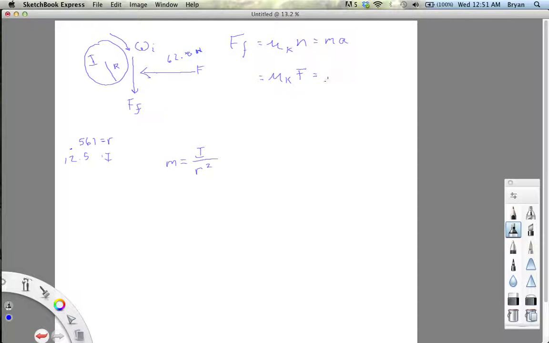So what I actually like to do is go I over R squared. We just kind of make it look easier because we've got this number, we've got this number, we've got this number. Now we just need to find a number for A. If we can do that, we're good. A is actually equal to this alpha times R. R is radius. This is angular acceleration.